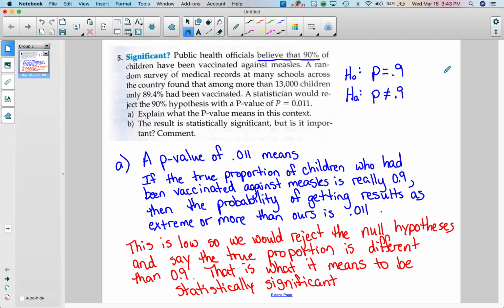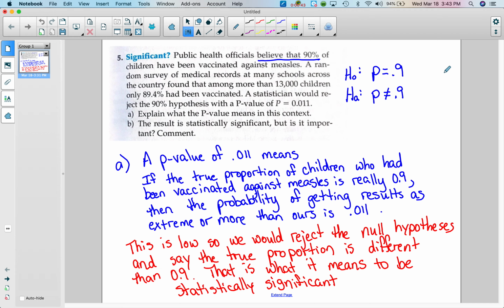So explain what the p-value means. The p-value is always a conditional probability. So you want to remember that. It's the: if the null hypothesis is true, the probability of getting results as extreme or more than ours is whatever the p-value is. But you've got to put it in context.